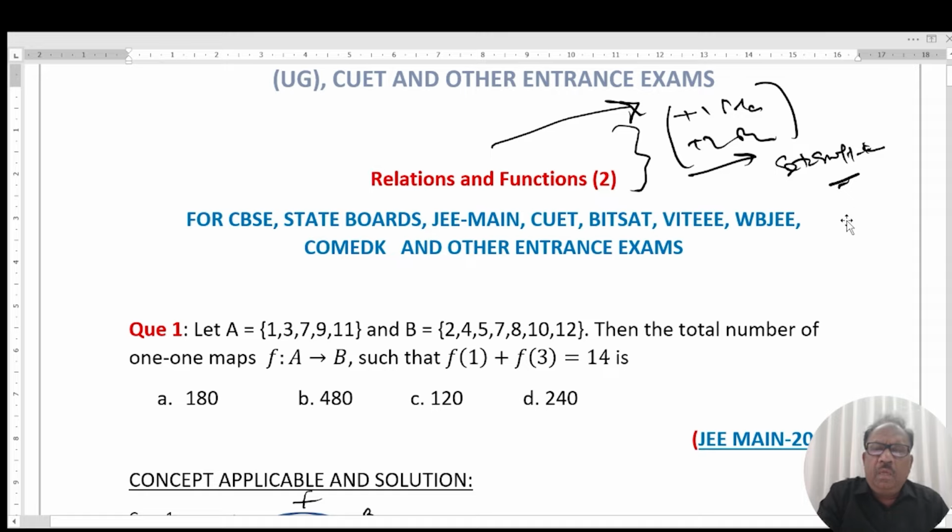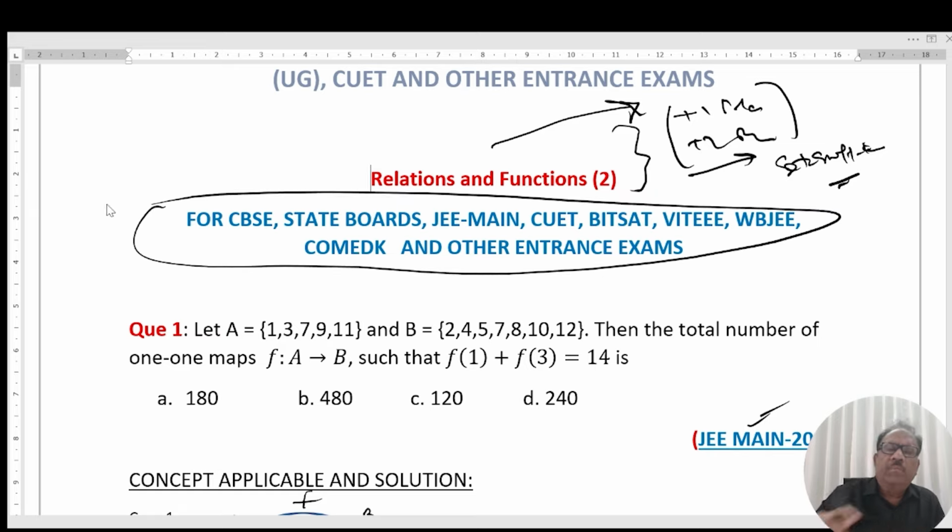Let A be a set with elements 1, 3, 7, 9, 5. B has elements 2, 4, 5, 7, 8, 10, 12. Then the total number of 1-1 maps f from A to B such that f(1) plus f(3) equals 14. First of all, this question has been taken from JEE Main 2024 and is applicable for all these, right?